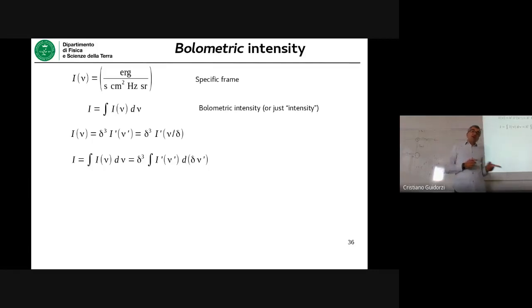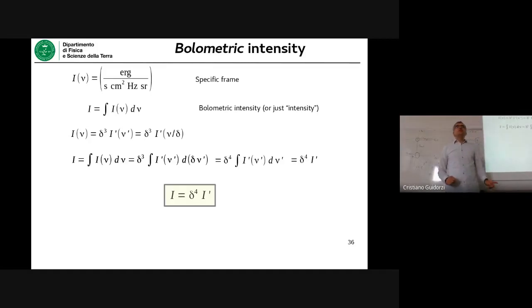You remember that the Doppler factor doesn't depend on frequency, so you can take it out of the integral. It's like a change of variable, so instead of nu, delta nu prime, and so you gain an extra factor of delta. The integral of I prime nu prime d nu prime is, of course, the bolometric intensity in the comoving frame. So again, the relation here is delta to the fourth.